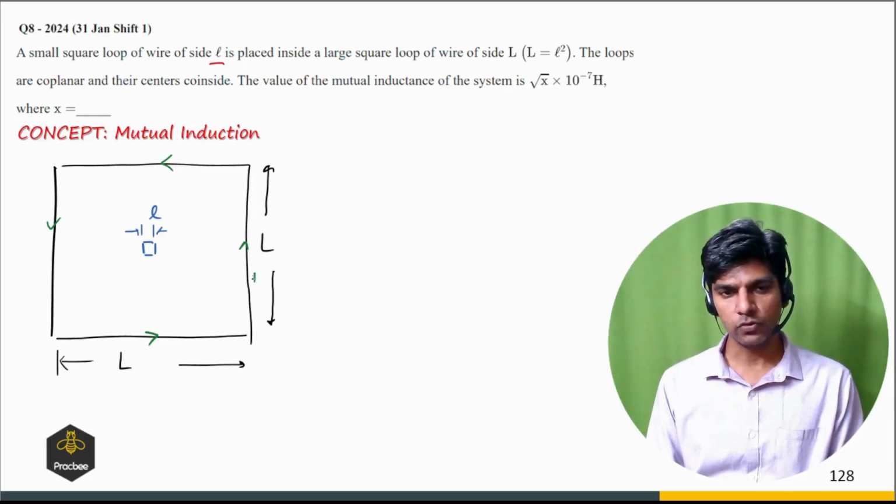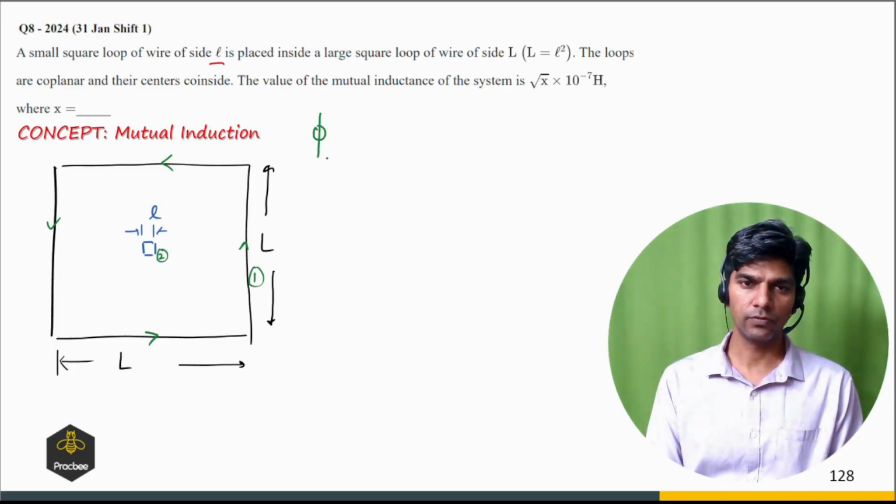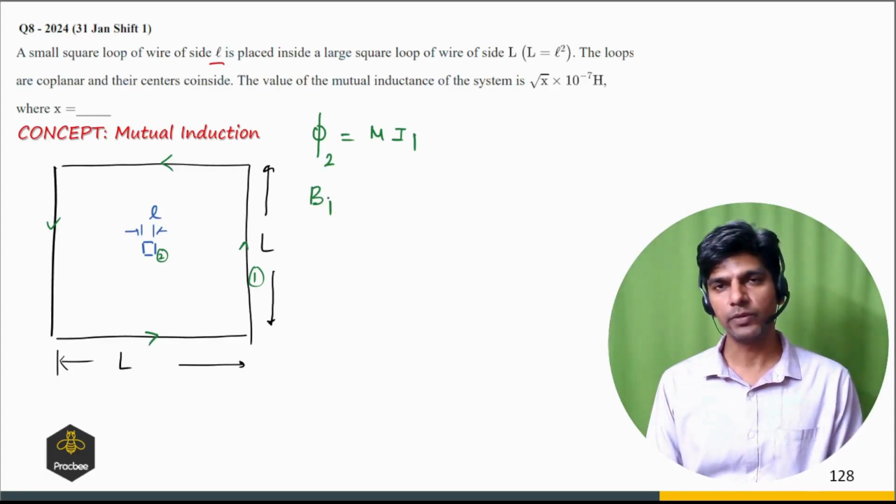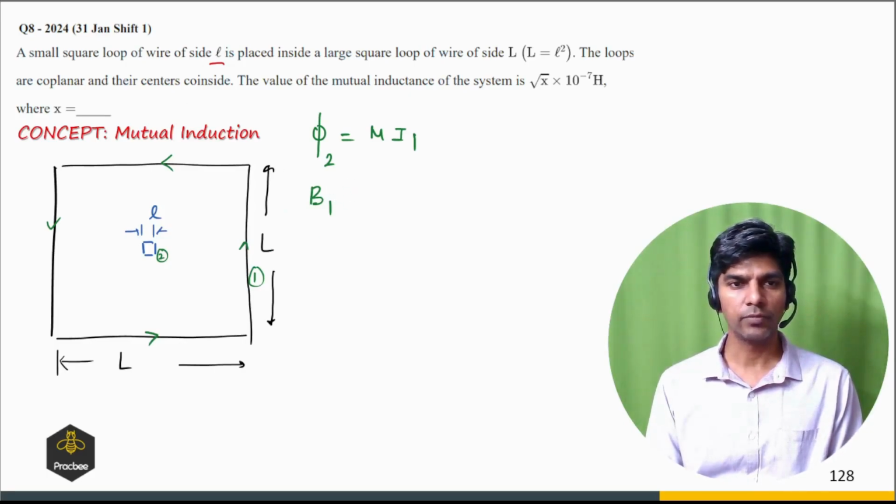So let me call this loop 1, this one 2. So we can say phi 2 will be M times I1. Now what is phi 2? So phi 2 will be B1, that is the magnetic field produced by the outer loop at the location of loop 2, times the number of turns, which will be 1 only, times the area of 2. So that will be M times I1.